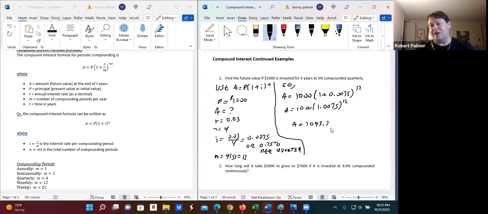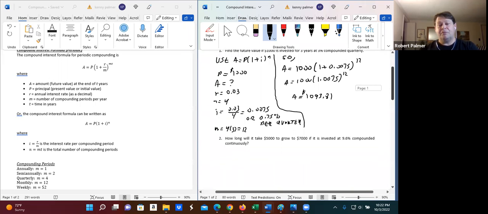$1,093.81, rounded to the nearest cent. So that's the future value. What's new here is this I, which is the interest rate per compounding period. In this case, it's compounded quarterly. It was 3% annually, or 0.75% quarterly. And our N is the total number of compounding periods, which is 12: compounding 4 times per year for 3 years.